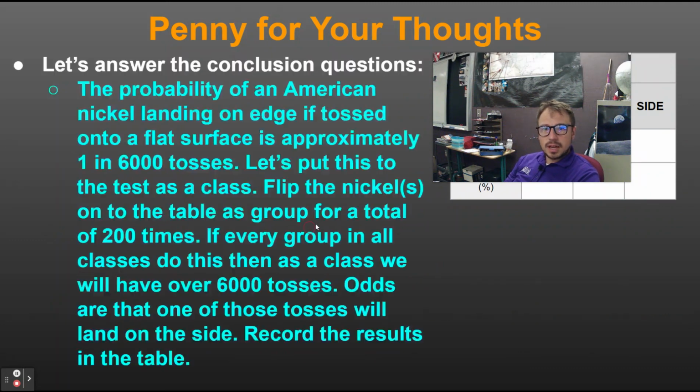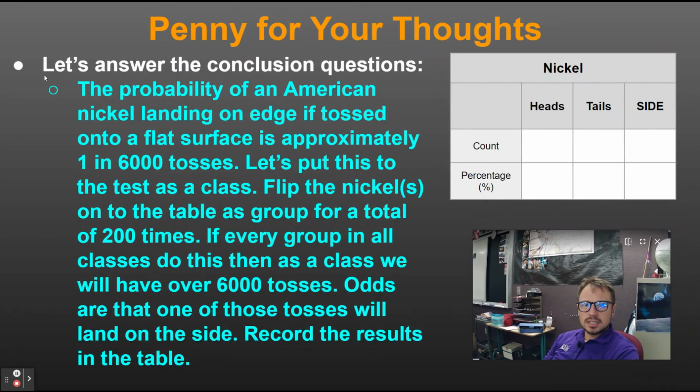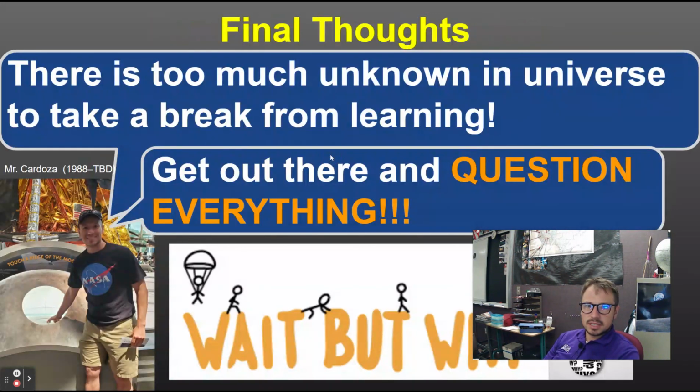That's up to you. And the last one, we didn't get a chance to do this, but it's just a fun thing to do. The probability of an American nickel landing on its edge if tossed onto a flat surface is approximately 1 in 6,000 tosses. So if you want to do that, that's kind of fun to try. Could be the first time. Who knows? 1 in 6,000 every single chance.